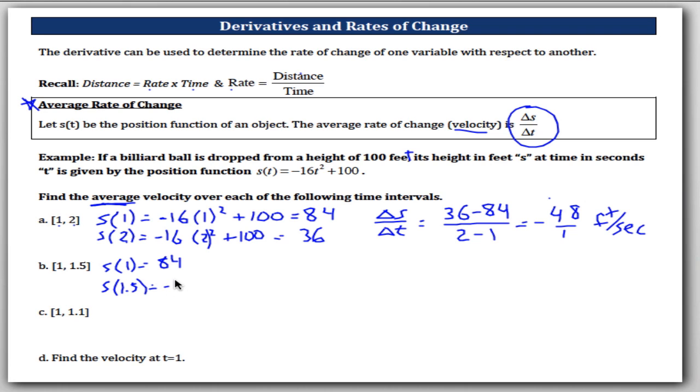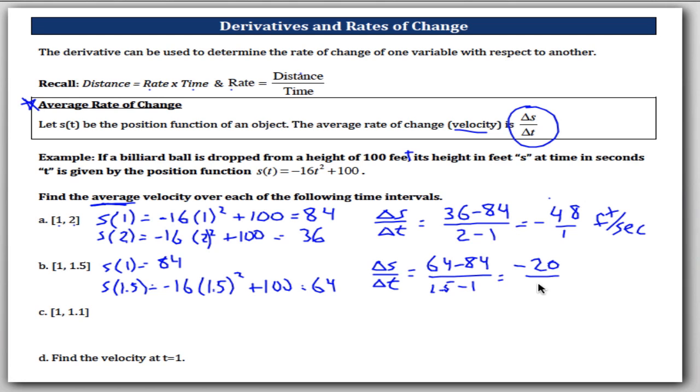So we're going to go negative 16 times 1.5 squared plus 100. And this gives me 64. So again, we're going to do delta s over delta t. So we have 64 minus 84 over 1.5 minus 1. And we get negative 20 over 0.5. And if we divide something in half, it's like multiplying it by 2. So this is negative 40 feet per second.